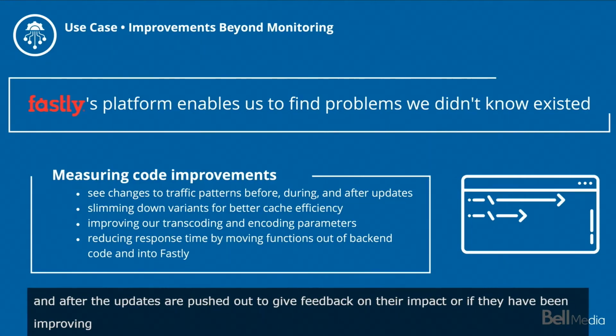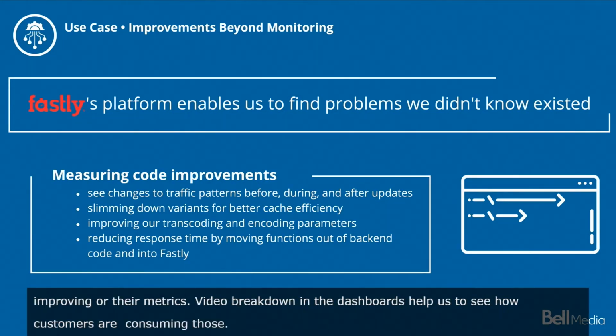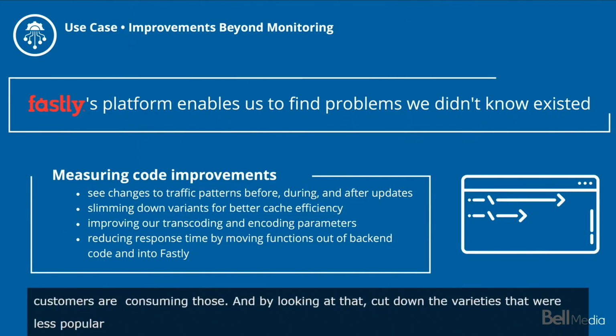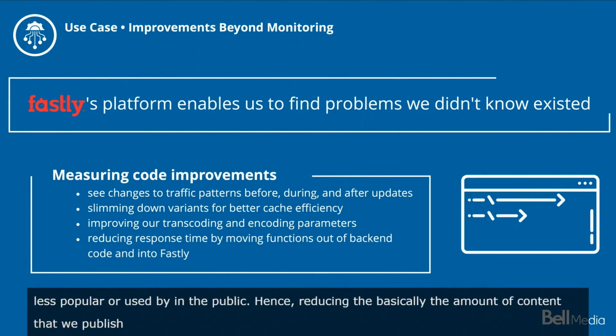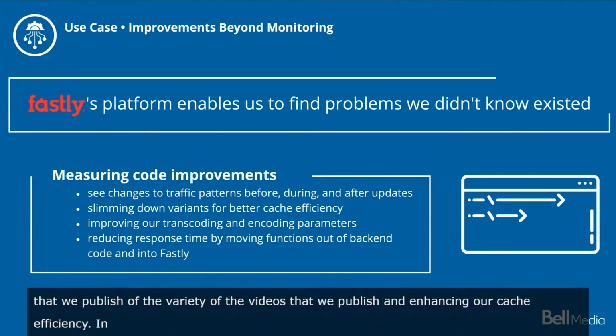Video variant breakdown in the dashboards helps us to see how the customers are consuming those and by looking at that, cut down the varieties that were less popular or used in the public, hence reducing the amount of content that we publish, or the variety of the videos that we publish, and enhancing our cache efficiency.